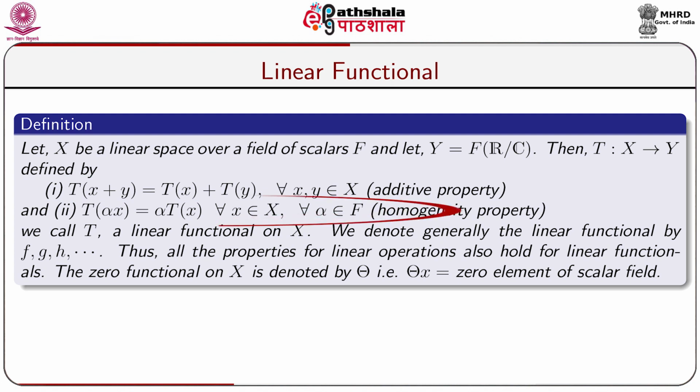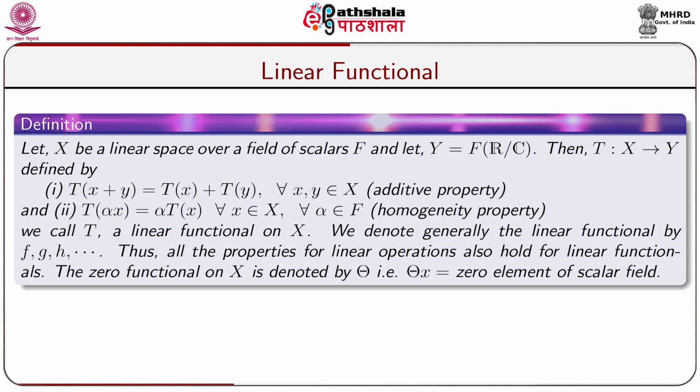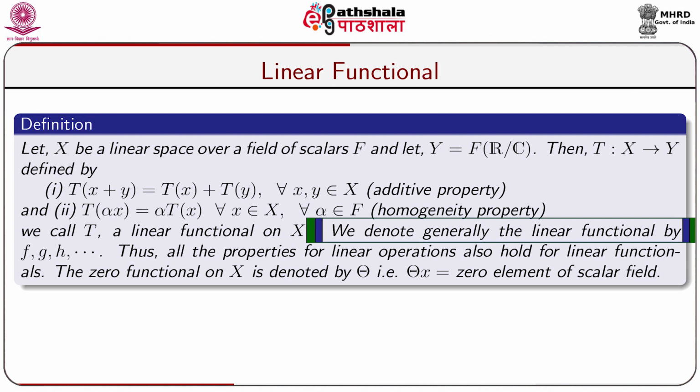And number 2, T of alpha x is equal to alpha T x for all x belonging to capital X and for all alpha belonging to capital F. This property is called the homogeneity property of T. We then call T a linear functional on X. We denote linear functionals generally by small letters f, g, h and so on. Thus, all the properties for linear operators also hold for linear functionals. The zero functional on X is denoted by big theta, that is big theta x is equal to 0, the zero element of the scalar field.